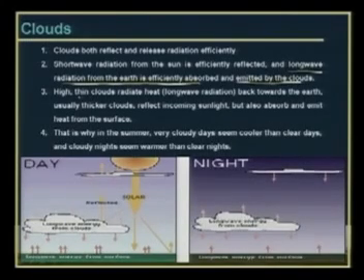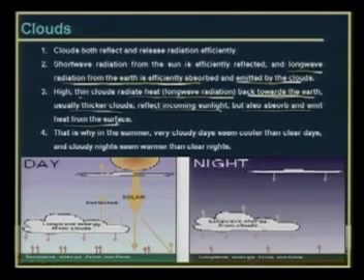High and thin clouds. So we will talk about two clouds. High and thin clouds radiate heat in the long wave radiation back towards the earth, whereas usually the thicker clouds reflect incoming sunlight, but also absorb the emitted heat from the surface.